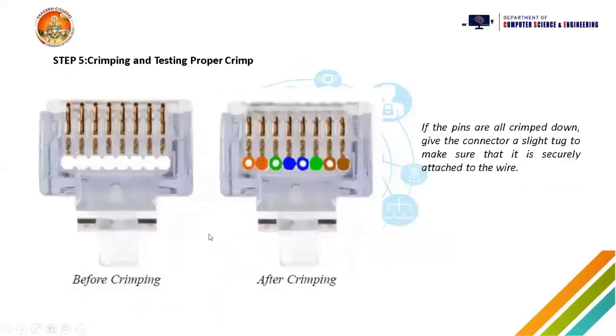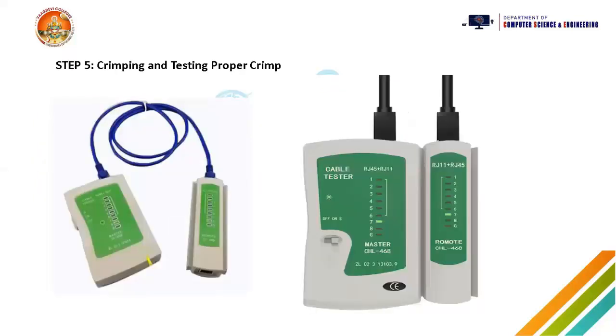Once you are done with this, this is how the pin looks before crimping. Later on the pin will be like this. It should be like this in your color order scheme. After this, we need to check whether the pin was properly inserted or not.